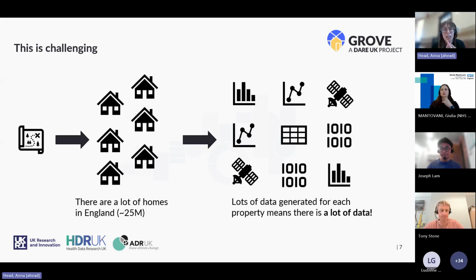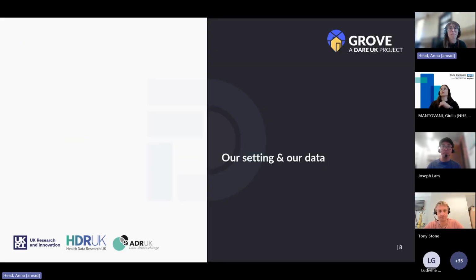But maybe contextually it's important to say that with NHS England data, this massively increases the size, and that increases complexity, as does the number of different aspects of place-based data that you might want to bring in. And that's some of the things that Grove is thinking about.